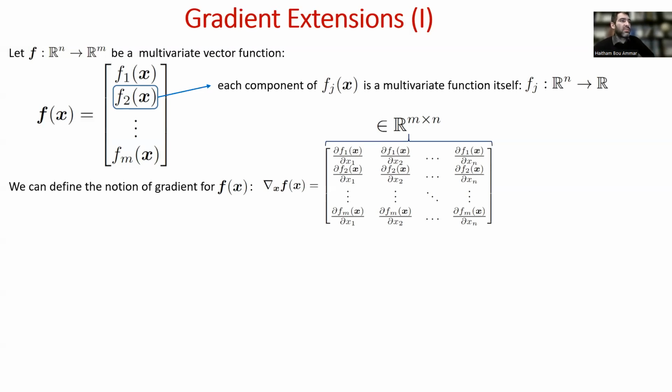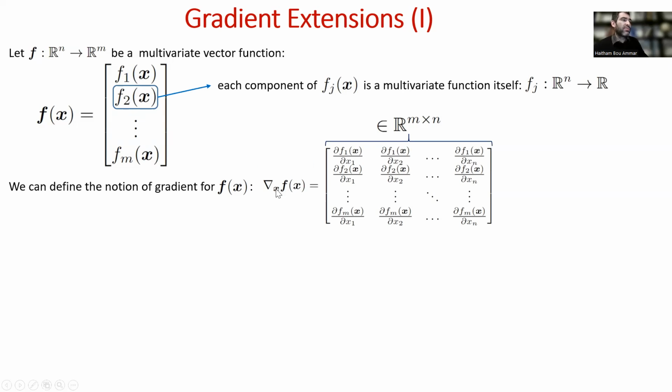Well, by definition, the derivative of the mapping is defined by this m by n matrix, where on each row we basically just take the gradient of the corresponding component of that mapping. So in this specific case, we have this vector function f(x), which can be represented as a vector of multivariate functions f1 of x, f2 of x, fm of x.